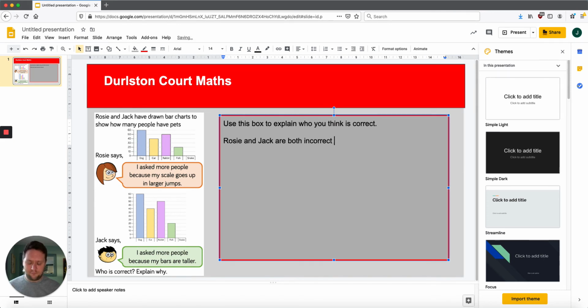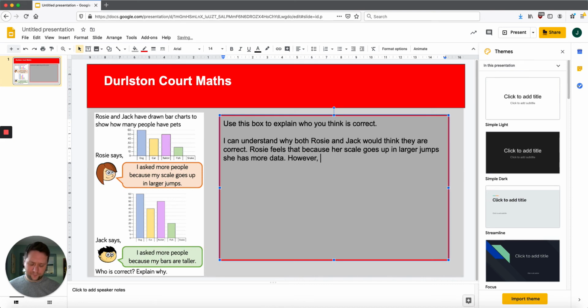Rosie and Jack are both incorrect. Let's start actually. Get rid of that. I can understand why both Rosie and Jack would think they are correct. Rosie feels that because her scale, let's spell that correct, her scale goes up in larger jumps, she has more data.